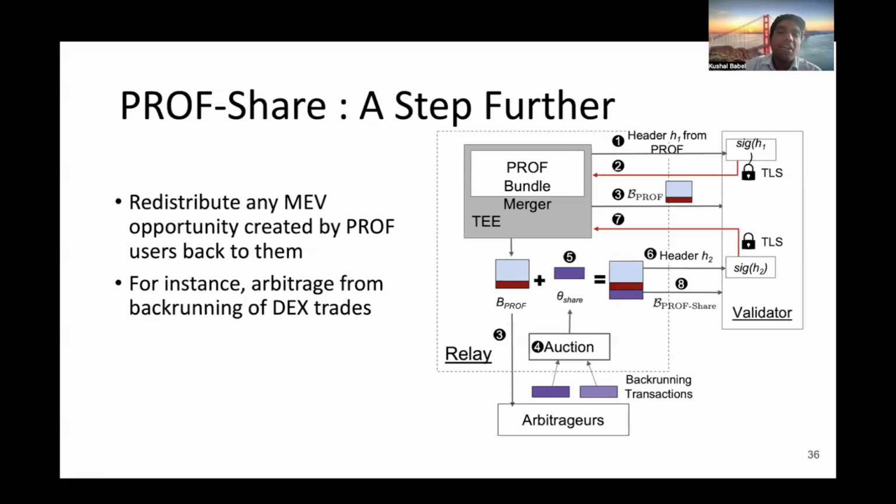Because you already have a commitment from the validator, there's no risk of the validator proposing something else, somebody kind of stealing the PROF transactions, front running them, because you already have a commitment. In some sense, this part of the block is already pre-confirmed by the validator. The only thing that can happen is now more backrun transactions can be added after that. So this is the PROF share design.